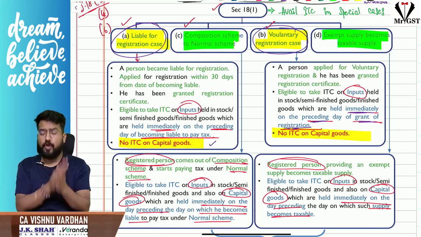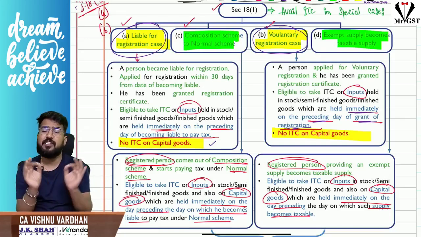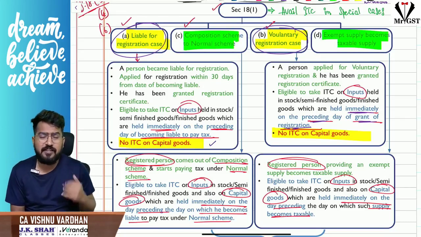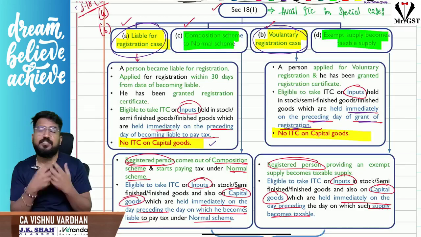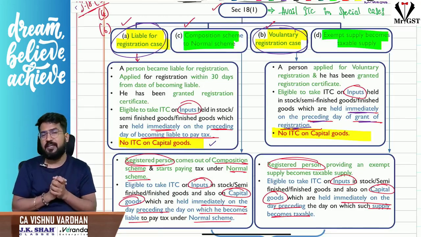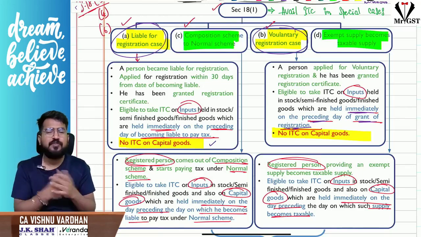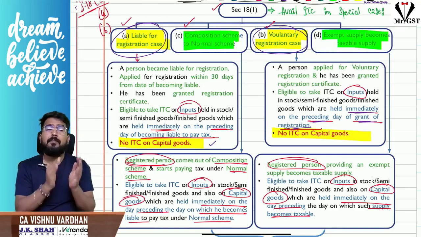Now here the point is, sir, if it is inputs in clause A and B, you can take ITC easily, proportionately. For example, you purchased 10,000 kgs, and you did not take ITC. But now you became liable for registration, took registration, or voluntarily took registration, and now you have 2,400 kg raw material lying with you, maybe in stock or inputs or work in progress or finished goods. That 2,400 kgs, proportionately, you will take. But sir, what about capital goods?